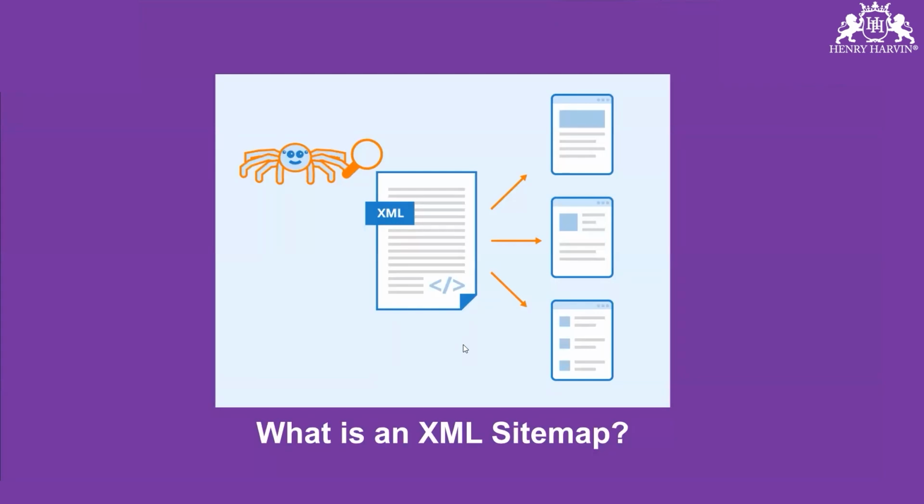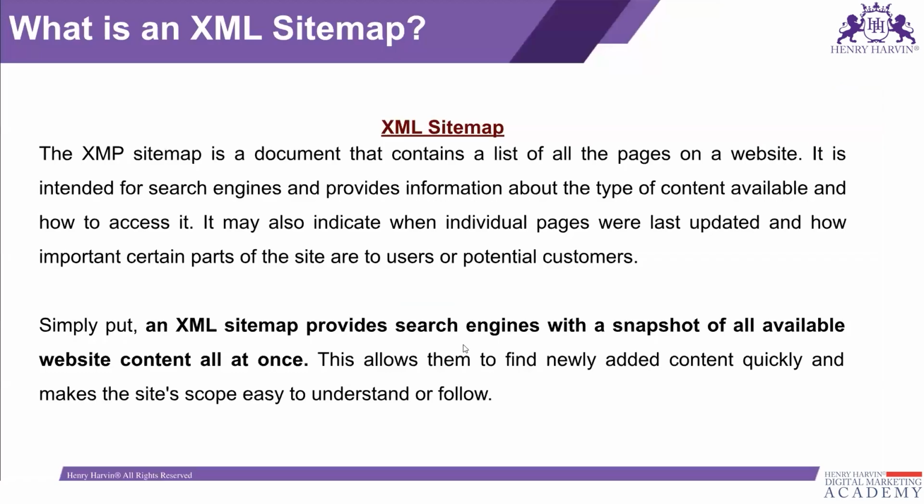So we have talked about sitemap. In the earlier classes, we have seen what a sitemap is and why it is important, so that a person can easily navigate. The same goes for search engines. An XML sitemap provides search engines with a snapshot of all available website content all at once. Using a sitemap, the search engine can understand the architecture or structure of your website, so that it can crawl all the segments one by one.